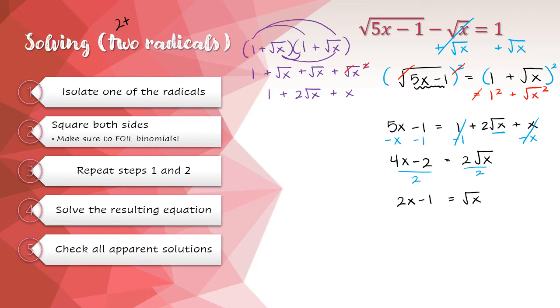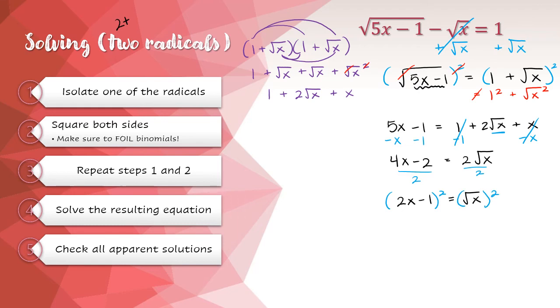I also, though, could skip that step and jump into squaring both sides. So I could square 4x minus 2 and square the other side. Both options will lead to the same answers. So do whatever you feel is most comfortable for you. I'm going to continue with the square root of x being completely isolated. Okay, so I'm going to move on, and now that we've isolated the square root, square both sides.